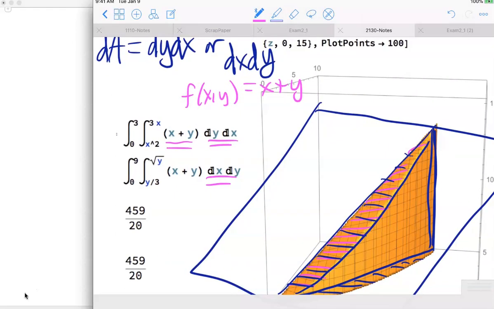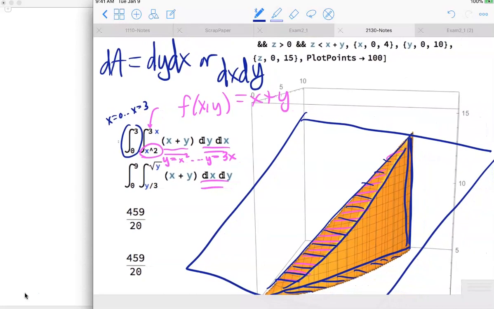But here we can see that depending on if you do dy dx, we may have these limits of integration. This is y going from x squared up to y equals 3x. And then on the last integral, x could be going from 0 up to x equals 3. So here we're seeing a feature of a double integral: if the region is not a rectangle, you may actually have functions for your limits of integration.